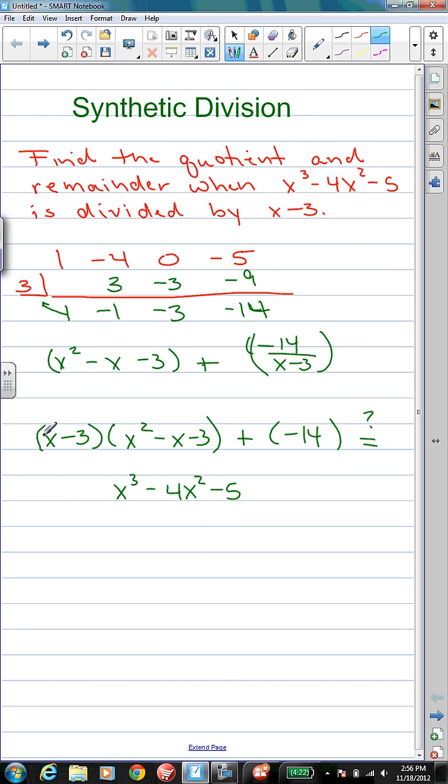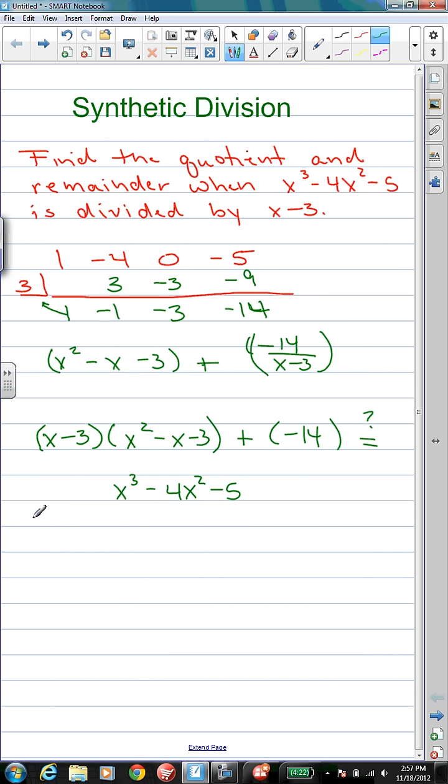So if I do the long division to check that, I would be going x squared times x, which is x cubed. X times negative x is negative x squared. X times negative 3 would be negative 3x. Negative 3 times x squared is negative 3x squared. Negative 3 times negative x is positive 3x. Negative 3 times negative 3 is positive 9. And then I'm going to add the negative 14.